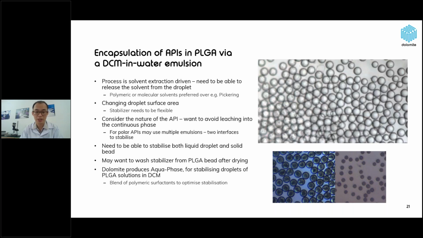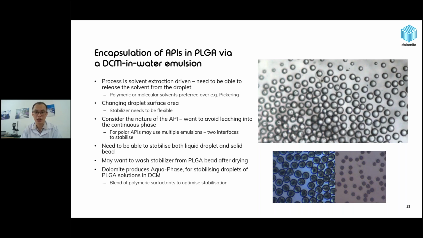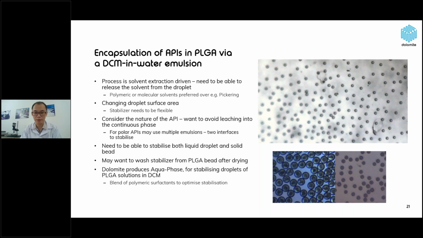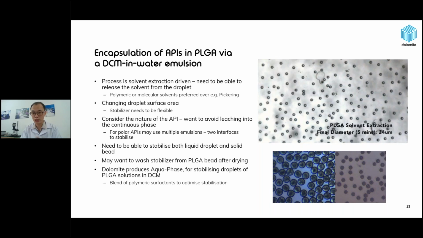Here is an example of PLGA solvent extraction. Here is a droplet of PLGA and DCM, and after time the DCM is extracted from the droplet, and we finally create the PLGA bead in water.